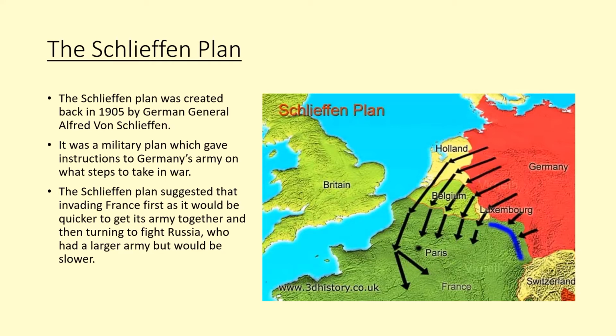So, because France would be quicker to get their army ready, Germany should attack France first, and then turn around and face Russia. As you can see, the plan involves not going through the border between France and Germany, but instead going round and through Holland and Belgium and Luxembourg instead. That is because, on that blue line you can see there, that is where France's protection is at its strongest.